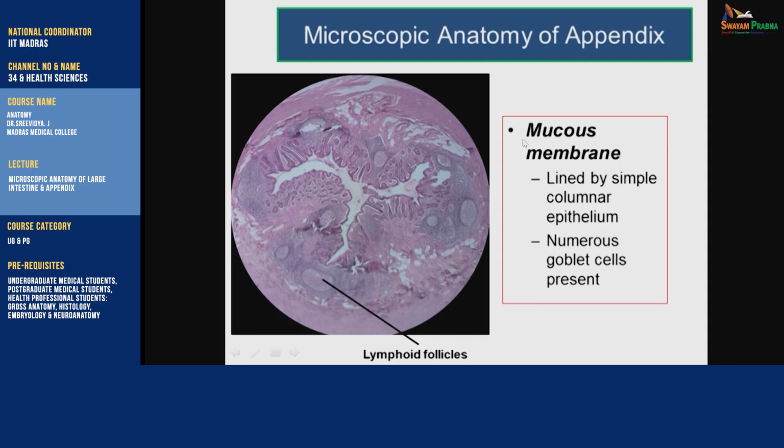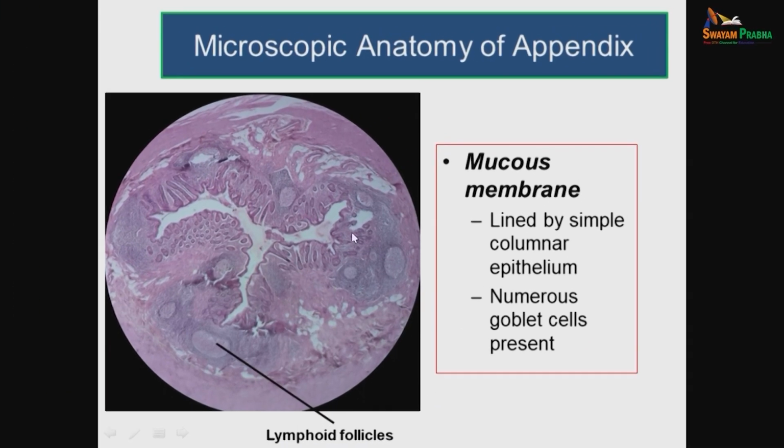So this is a low power view of the vermiform appendix. The lumen is narrow because this is the narrowest part of the gut. We see that the whole appendix is visualized in a single field, a part of the appendix with the complete lumen. In the rest of the intestine, you don't see the lumen like this because they are all dilated. The section cannot take care of both the sides of the wall. In this field, we see the lumen surrounded by the wall.